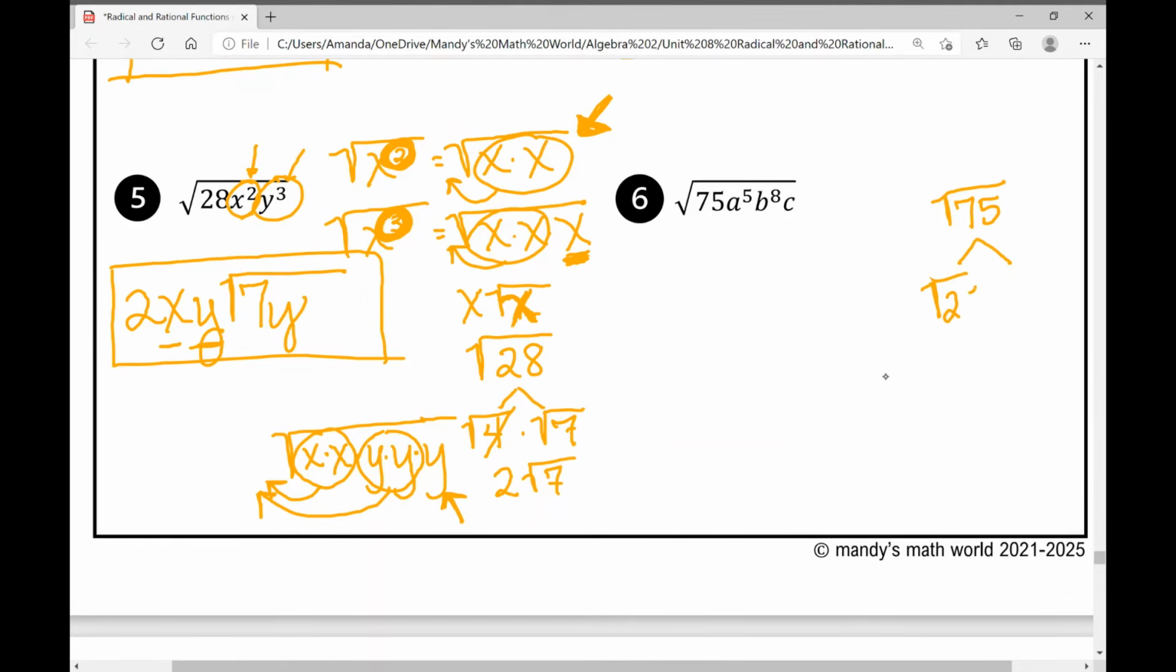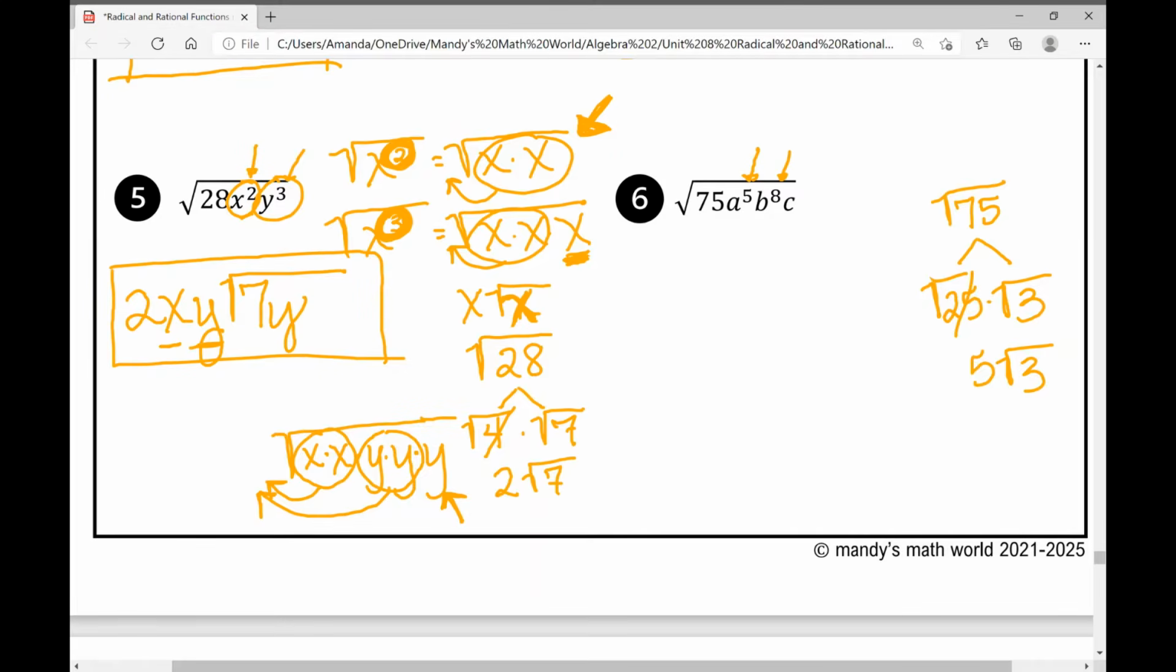25. Square root of 25 times the square root of 3. What is the square root of 25? It's 5. So this simplifies to 5 root 3. So now let's look at each of these exponents. So a raised to the power of 5. Because it's odd, I know I'm going to have 1 left over underneath my radical.